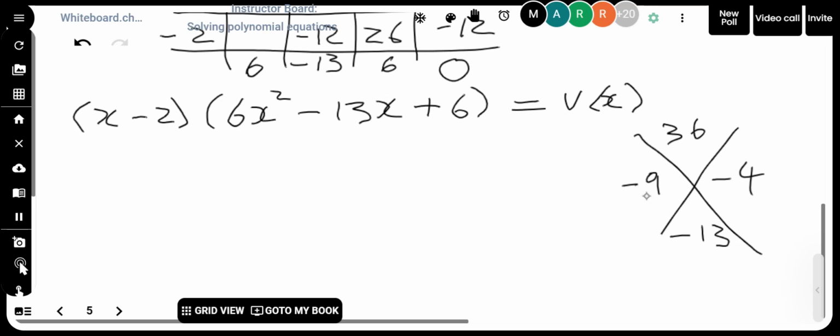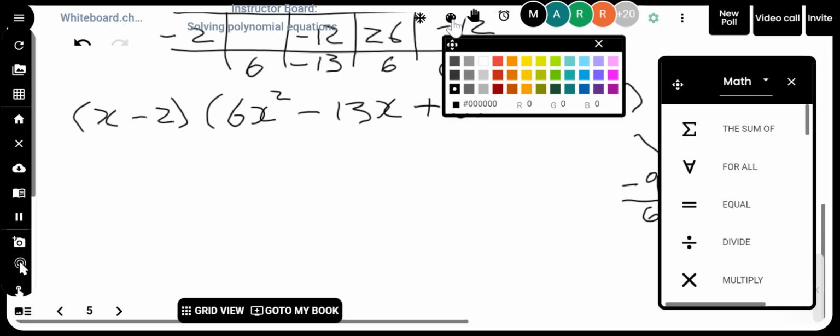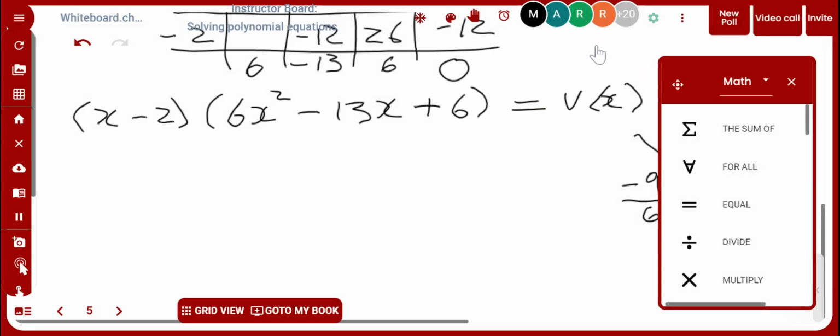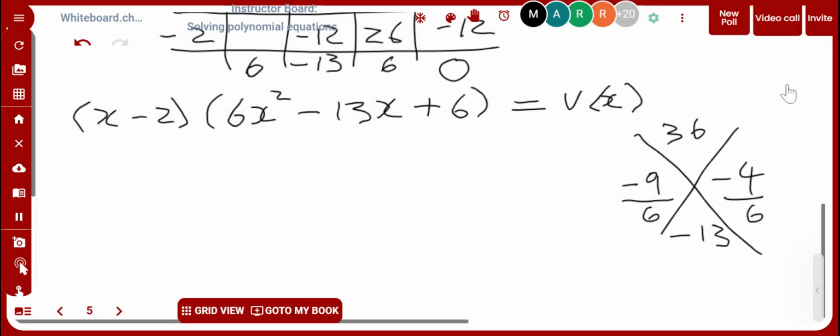I'm going to divide this now by 6. Why 6? Because that's the lead coefficient of the quadratic. Then I'm going to reduce this down by dividing both of these by 3. So that would be -3 over 2. Reduce this down, dividing both by 2. So that's -2 over 3. I think I did that right.